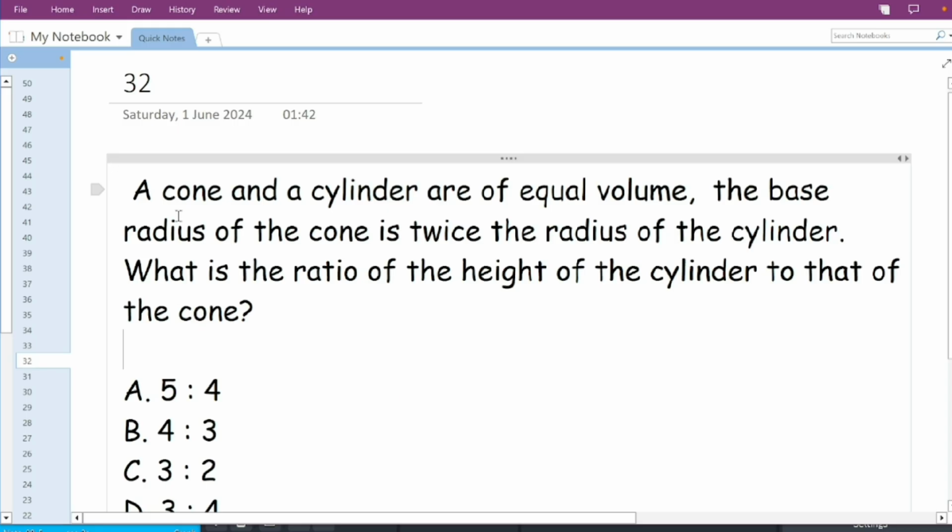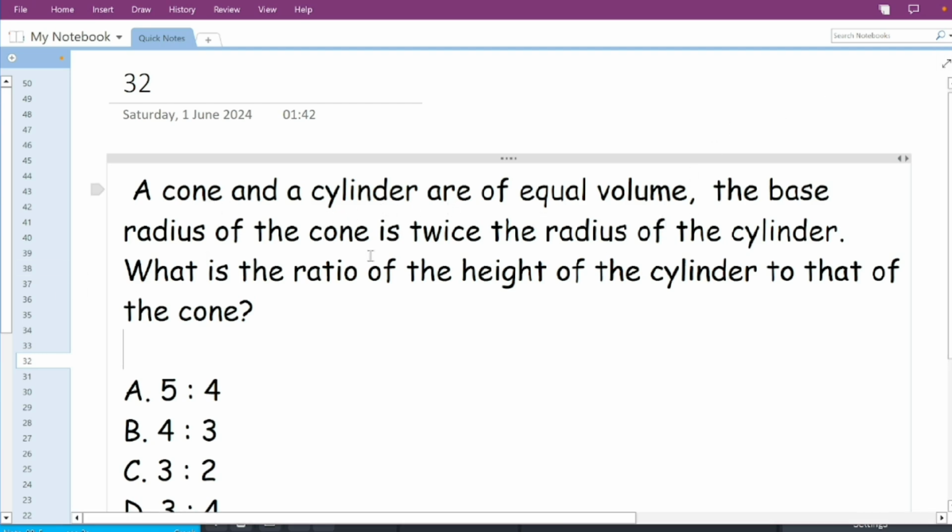Question 32. A cone and a cylinder are of equal volume. That means they have equal values for their volume, that's numeric values for their volume. So let's say the volume of the cone is 20 centimeters cube. Then the cylinder too is also 20 centimeters cube.